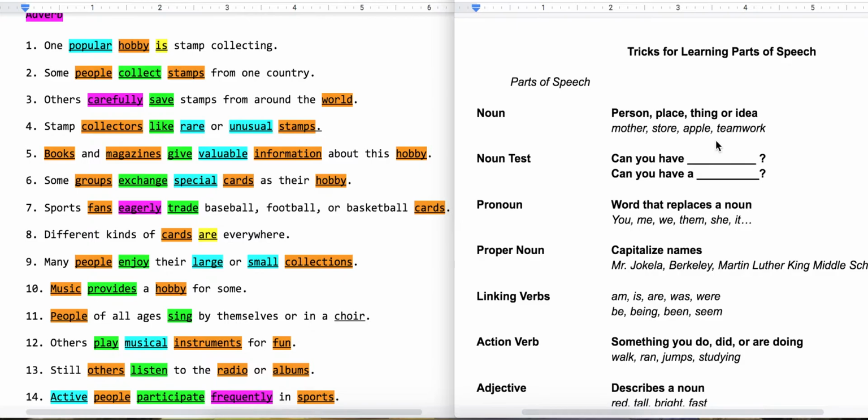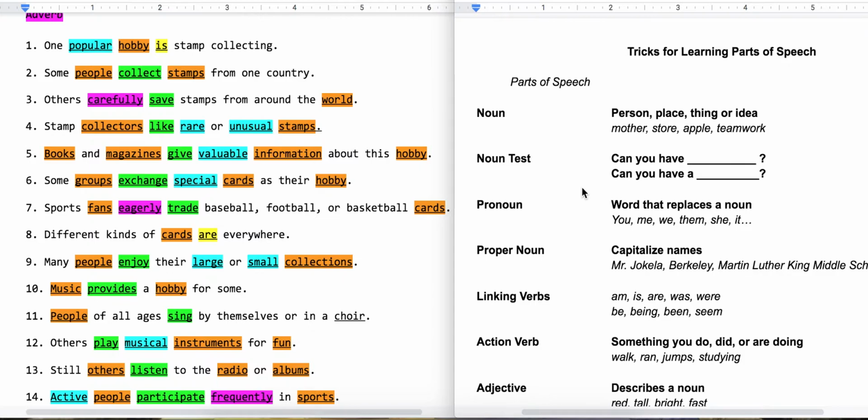Now, let's say you were having something that was an adjective. Let's say you were saying bright, because bright is an adjective. Can you have bright? Can you have a bright? Not really. You can have a bright idea, but then idea is the noun, not the bright. The bright is the adjective describing the idea. So you can see that an adjective doesn't necessarily fit into the noun test.